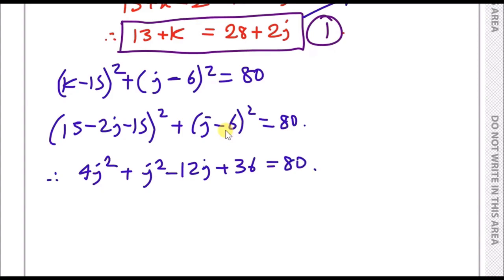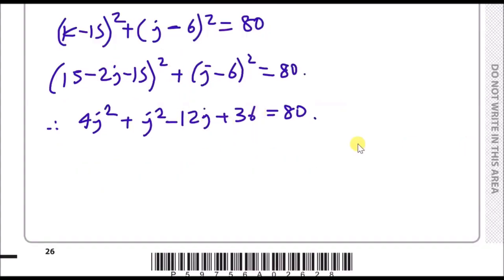All right, almost done. Let's go ahead and collect like terms, guys, and tidy this up. So 4j squared and j squared gives us 5j squared minus 12j. And then you got, what's that? 36 take away 80, which is minus 44. All right, so this is pretty much it. So now we can just solve this using the quadratic formula.